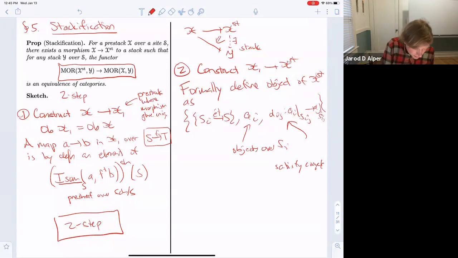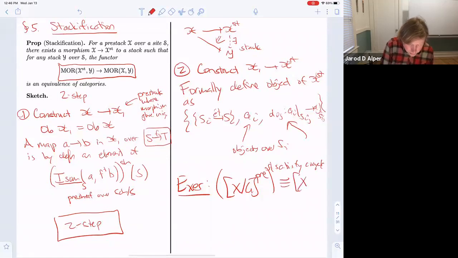And I'll end with this exercise: if you take the pre-stack X mod G and then you stackify it, you get something equivalent to what I defined as the quotient stack X mod G. So I'd like to end here, but now I'll take questions and we can have a discussion. I'll stop the recording.